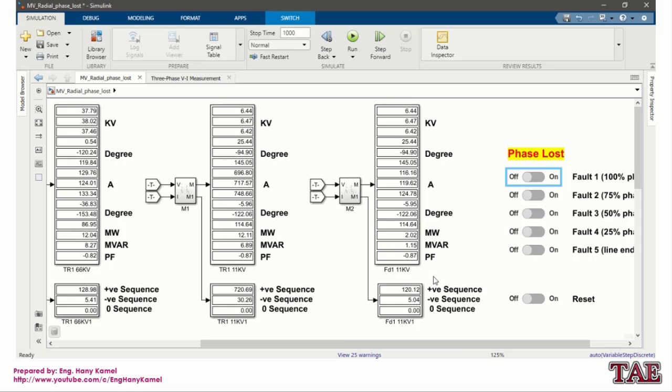So we can note now that with imbalance or phase loss, negative sequence increased. Because our HV side for the distribution transformer is delta, negative sequence will increase, but zero sequence will not increase, because the delta side does not allow zero sequence current.